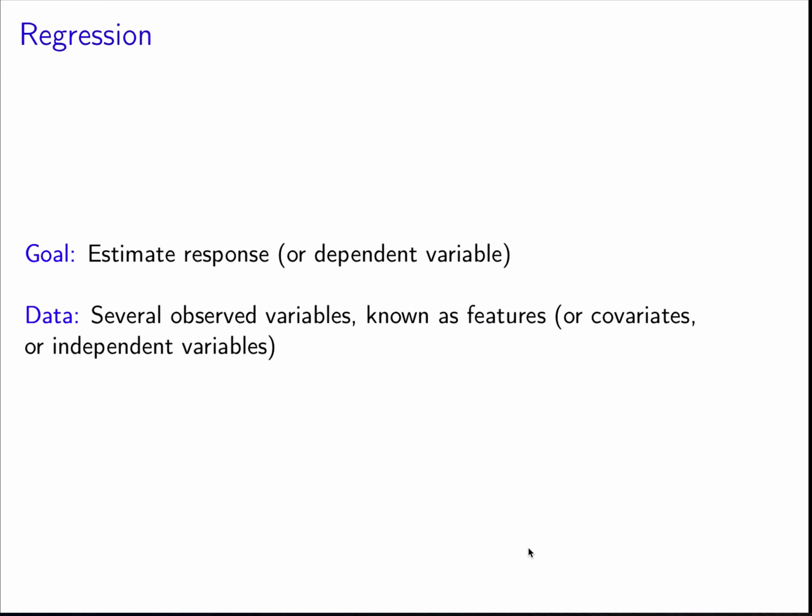Okay, but what we're really interested in here is the regression problem, where we want to estimate some quantity of interest that we're going to call the response, and we do have access to some observed variables that are related somehow to this response, which we call features in machine learning, or in statistics they're also called covariates or independent variables.